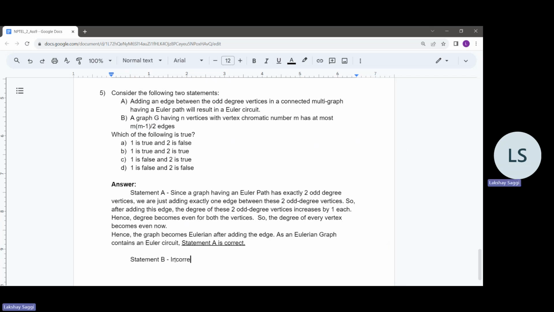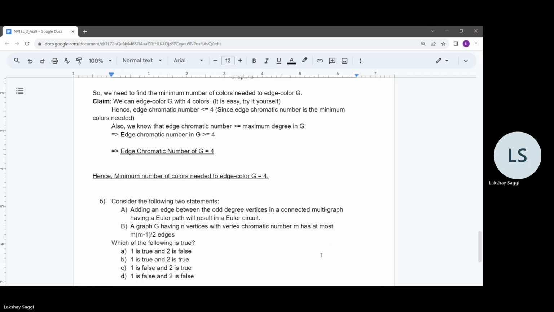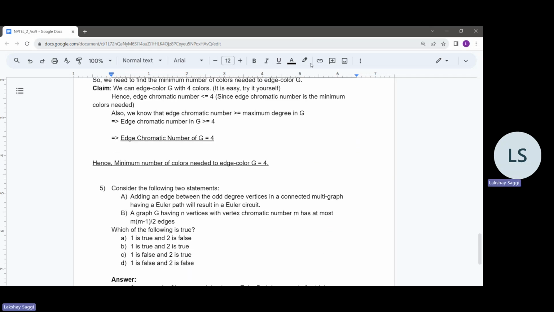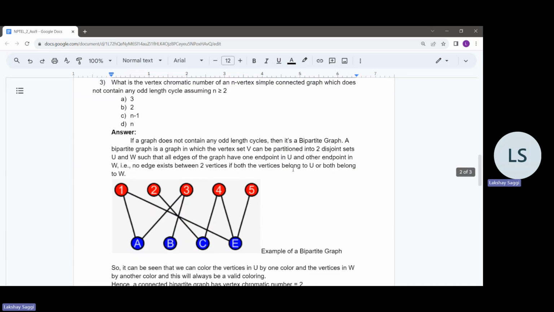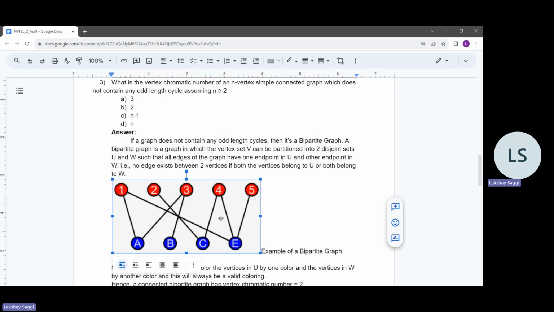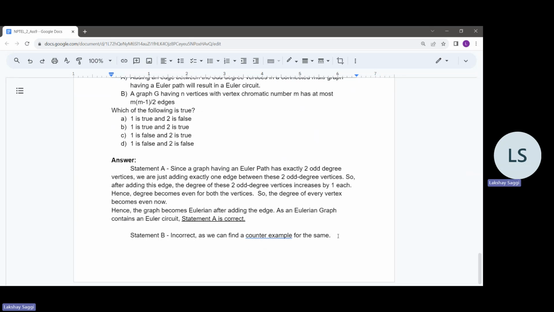And why is this incorrect? We can actually draw a counterexample for this. So it is incorrect, as we can find a counterexample for the same. And what's the counterexample? Actually, you have already seen the counterexample for this claim. So let's just see this graph, this bipartite graph. Let me just copy and paste it again here.